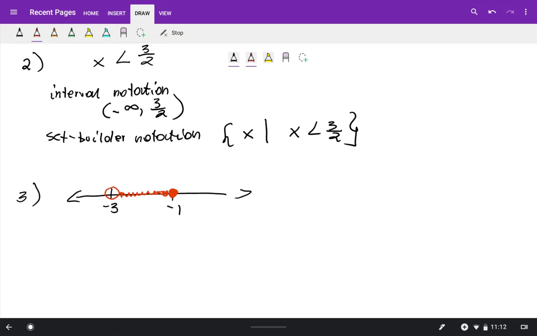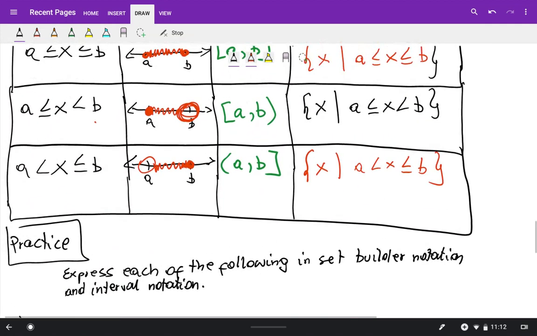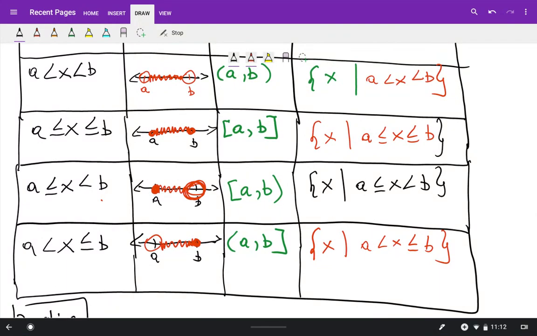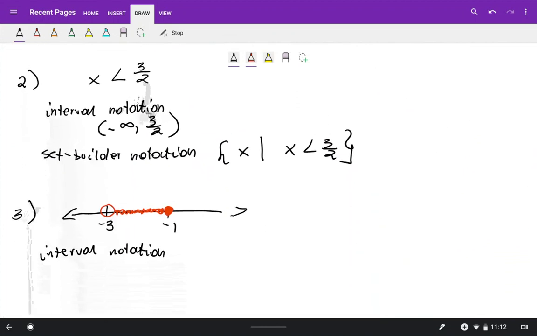So when you have two numbers, you guys know that you're dealing with a compound inequality. So I want you to write the interval notation. So interval notation, again, this is what we have. Open, closed. So this is our compound inequality. So this is our example right here, the last one. So the interval notation will be (-3, -1].